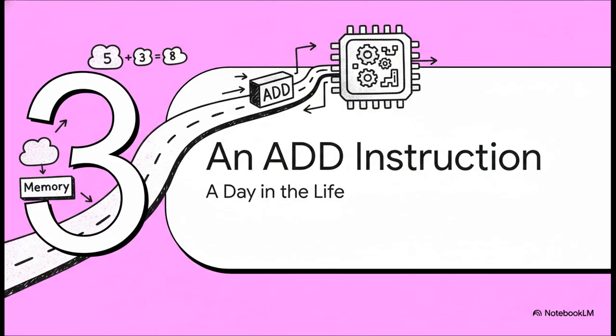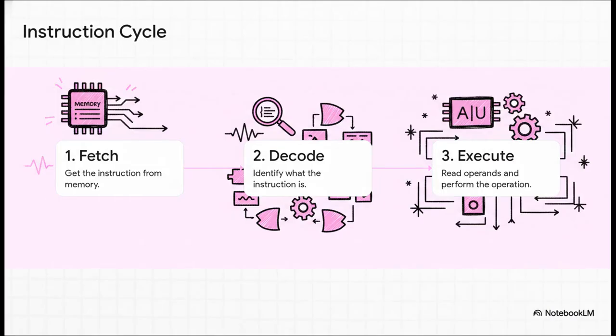Okay, so we have our rules and we have our highway with traffic control. Now for the fun part. Let's follow one single ADD instruction on its incredible journey through the CPU, from the moment it's just a number in memory to the second it produces a result. Every single instruction, I don't care how simple or complex it is, goes through this fundamental three-stage cycle: fetch, decode, execute.